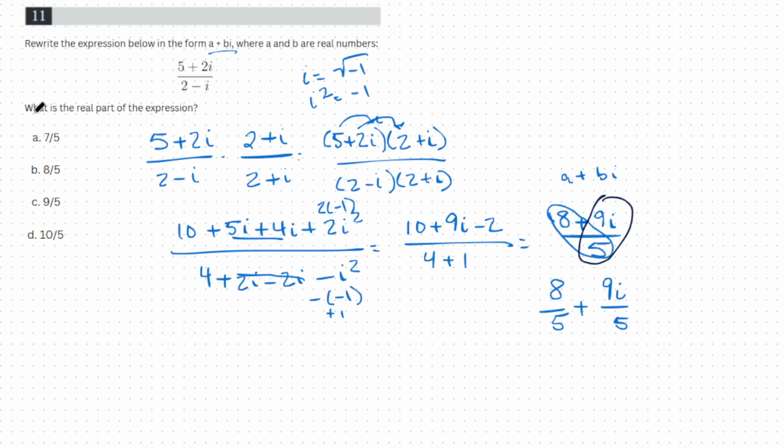And the question is, what is the real part of the expression? So that's just the part that doesn't have our imaginary number i. So that's going to be our 8 over 5, giving us the answer of B.